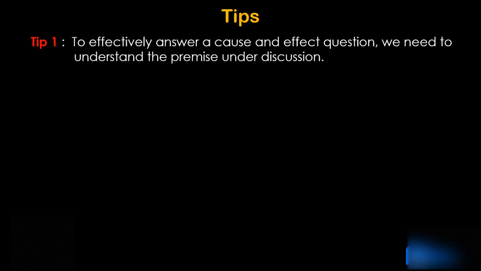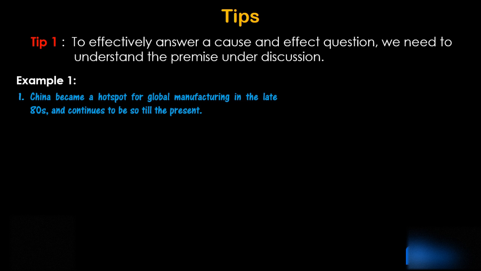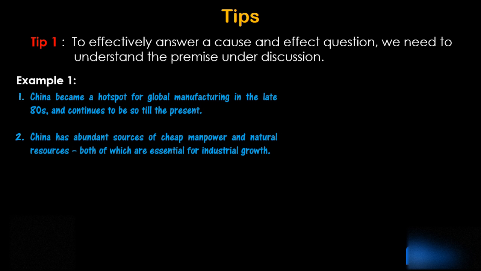Tip 1. To effectively answer a cause and effect question, we need to understand the premise under discussion. Let us consider our first example. Example 1. 1. China became a hotspot for global manufacturing in the late 80s and continues to be so till the present. 2. China has abundant sources of cheap manpower and natural resources, both of which are essential for industrial growth. For the solution of this example, we have to analyze both the statements.